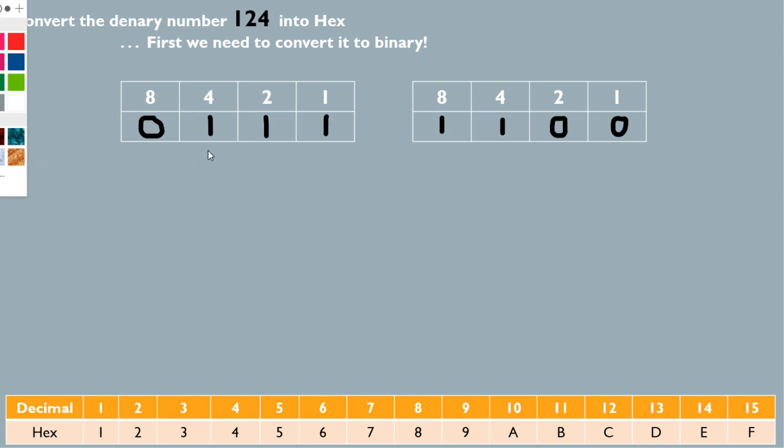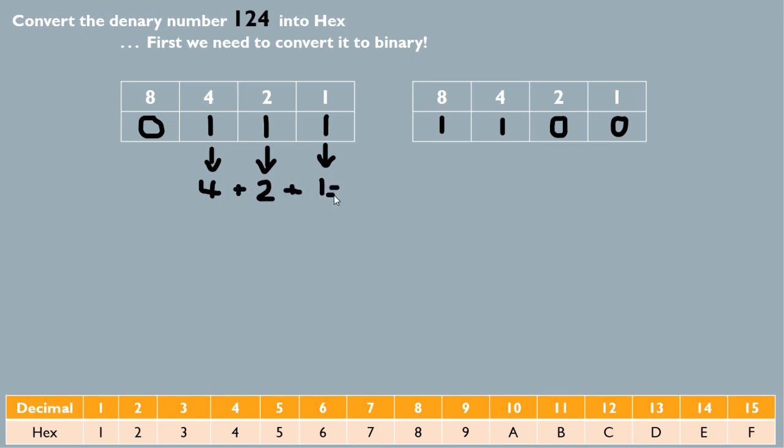We're looking for the ones, and we have a 1 under here, so I can put that down, so 4. We've got a 1 here, so I'll put 2. And we've got a 1 here, so I can put 1. And all I'm doing is adding them together, and that equals 7. Okay. And then do the same on the other side, so I have 8.